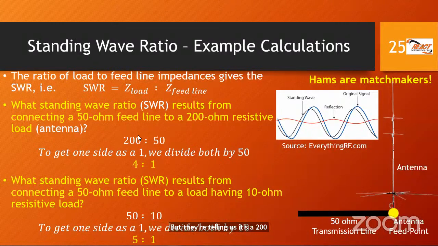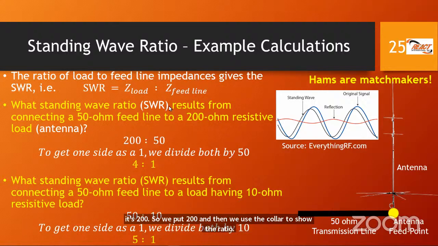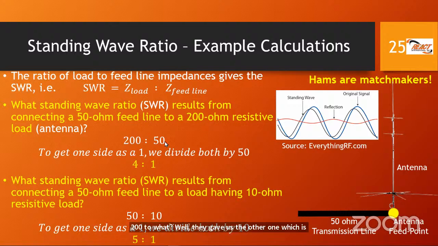Okay, so we use this trusty formula for SWR. We put, first of all, the impedance of the load. Did they give us that? Yes, it's 200. So we put 200, and then we use the colon to show the ratio. 200 to what? Well, they gave us the other one, which is the feed line impedance, 50 ohms. So it's 200 to 50. But we don't really want to give a ratio of 200 to 50. It sounds kind of awkward. We want it to be a little simpler than that.